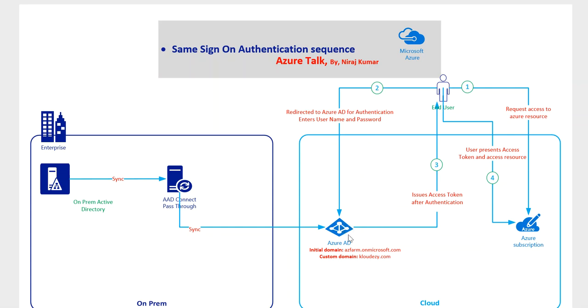Azure AD authenticates it. In this case, your user ID and password is being synced. So the Azure AD has the user ID password. It authenticates the user, and then issues a SAML token, and then users present that SAML token to access the Azure subscription, right? So this is moreover, same as cloud-only identity authentication sequence, except that now we have identities synced from on-prem into Azure using Azure AD Connect.